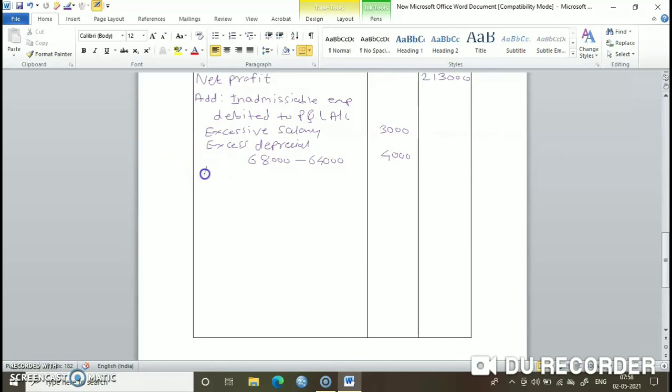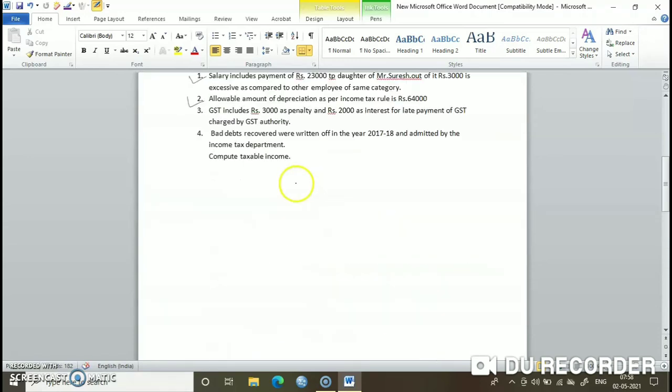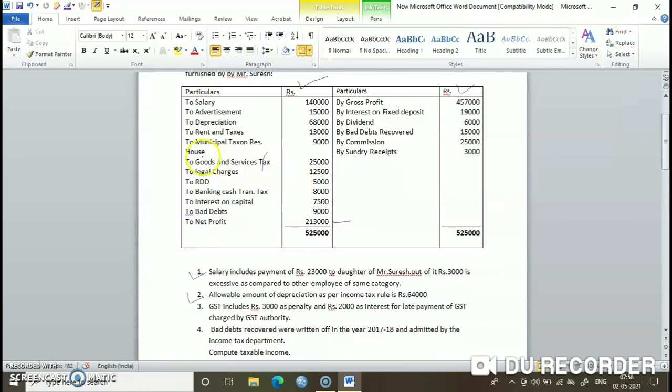So here we also record municipal taxes on a residential house, that is 9,000. This is also disallowed. Okay. Next one is goods and services tax, rupees 25,000. Normally goods and services tax is the tax paid by the businessman to the government. It is allowable as a business expenditure. Next, legal charges are also required to be made, and they are also allowed.